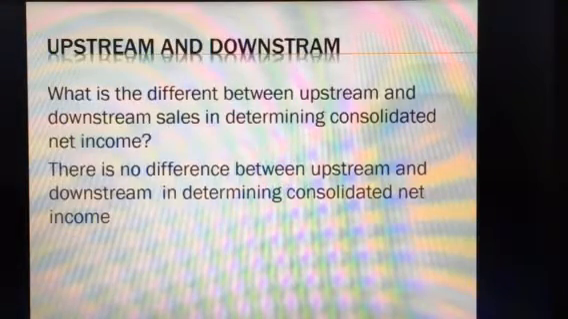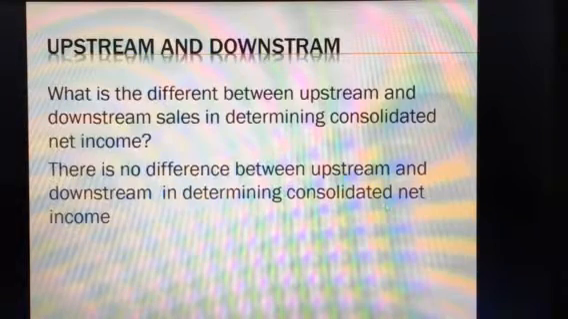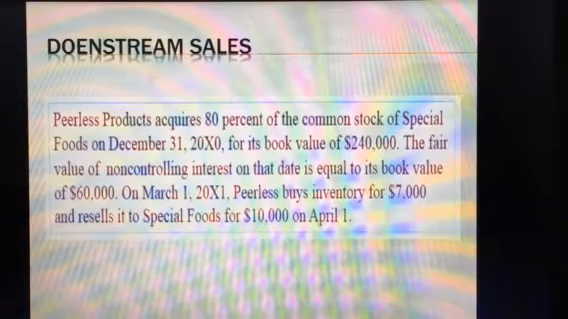So what is the difference between the upstream and downstream sales in determining consolidated net income? We can see this. The answer is there is no difference between upstream and downstream in determining consolidated net income. We can see the practical example now.